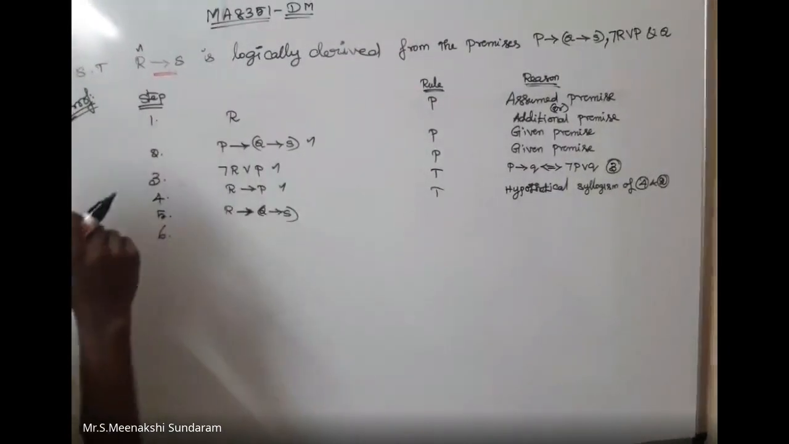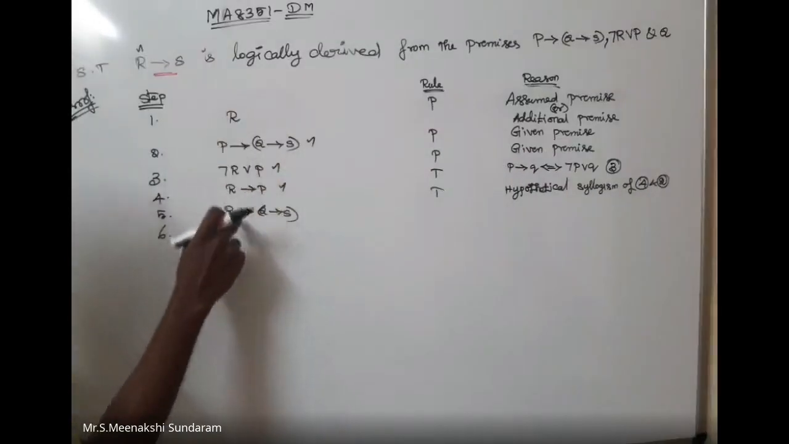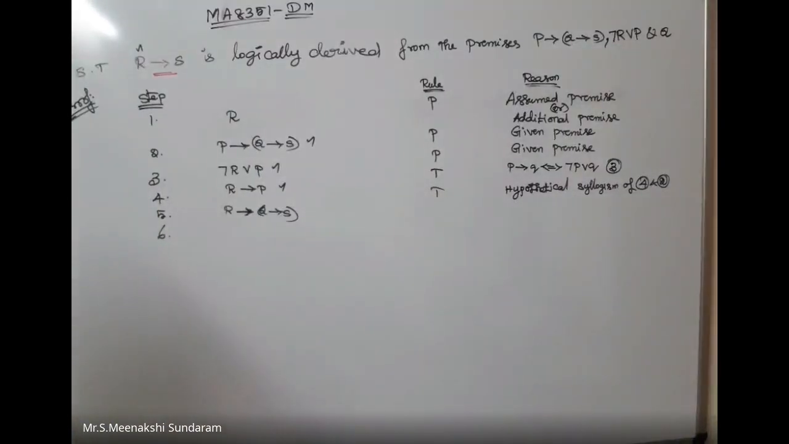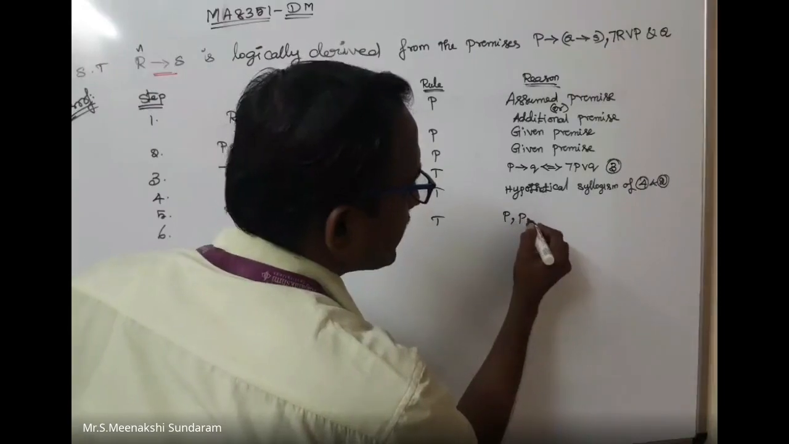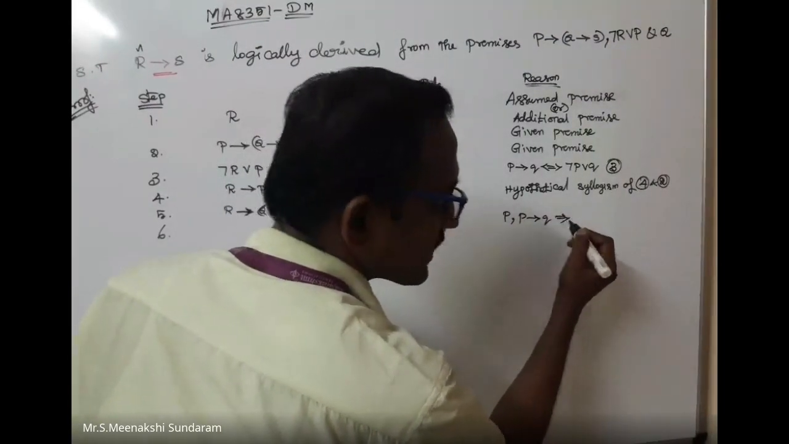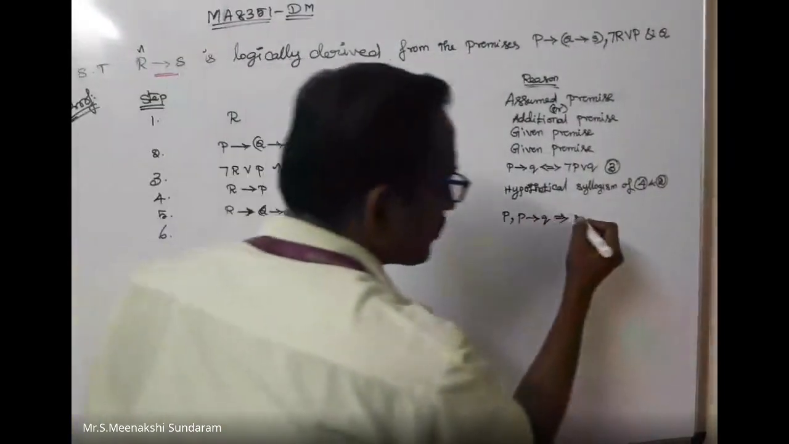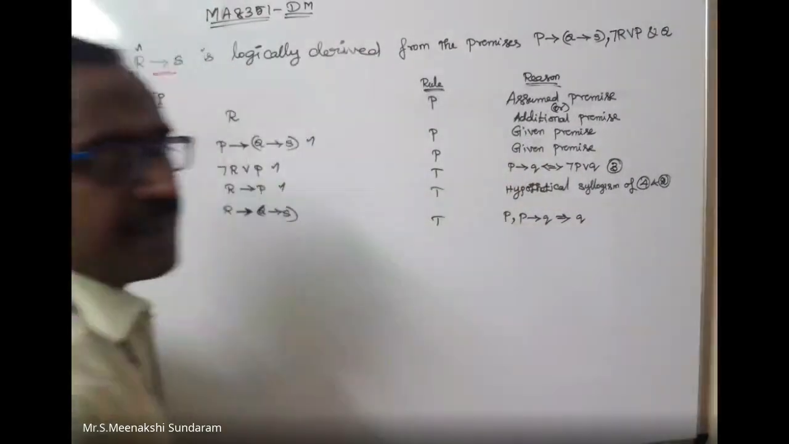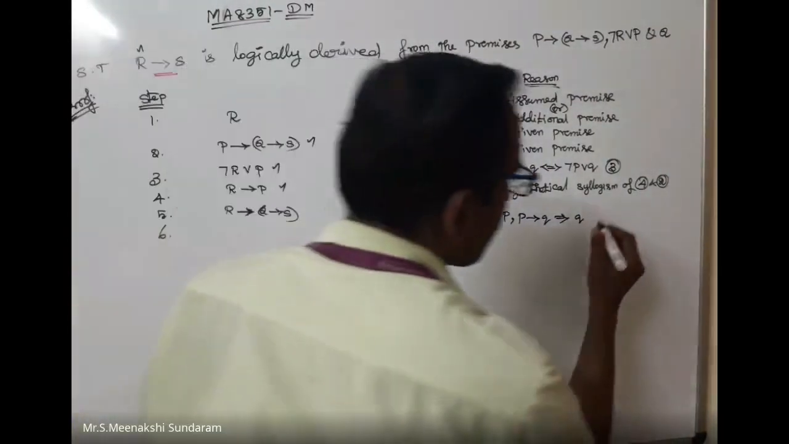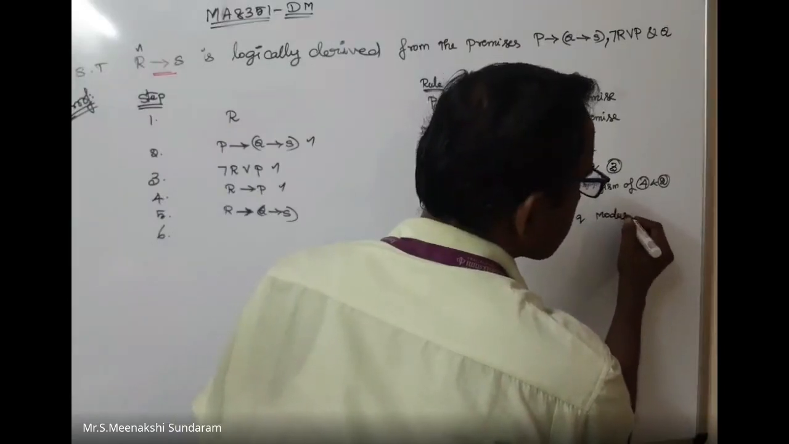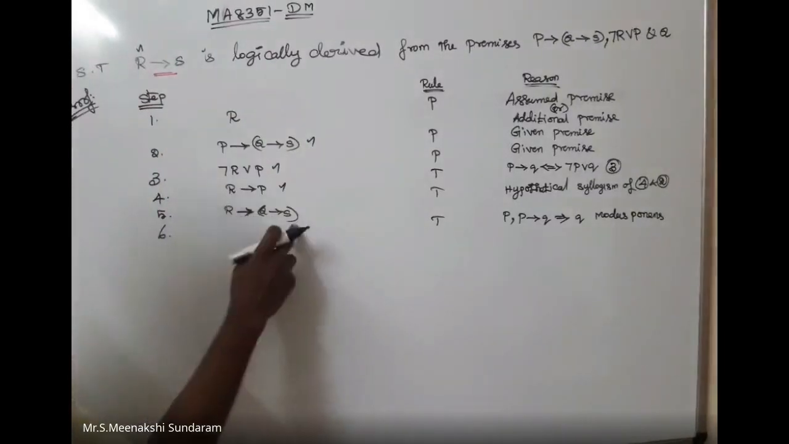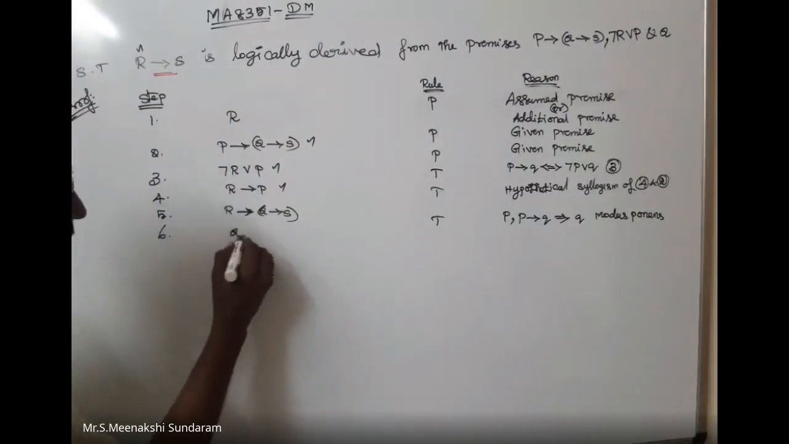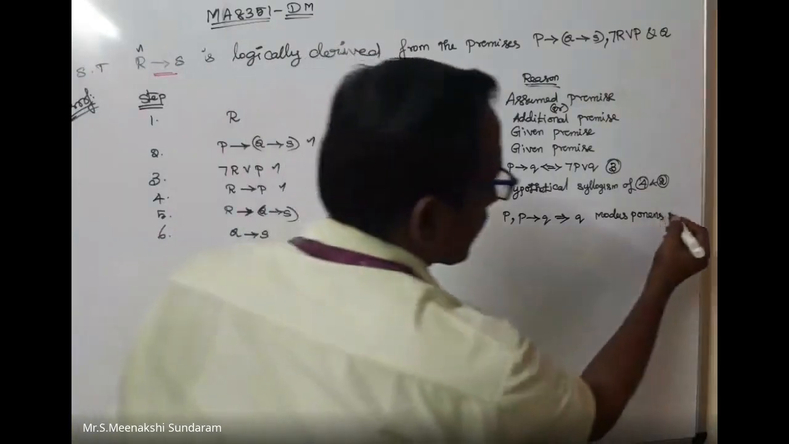This is not used. Can you combine these two things? Any other formula? P comma P tends to Q. What formula? P comma P tends to Q can be written as Q. What is the name of this formula? Modus ponens. Remember the formula? P comma P tends to Q can be written as Q tends to S, modus ponens.